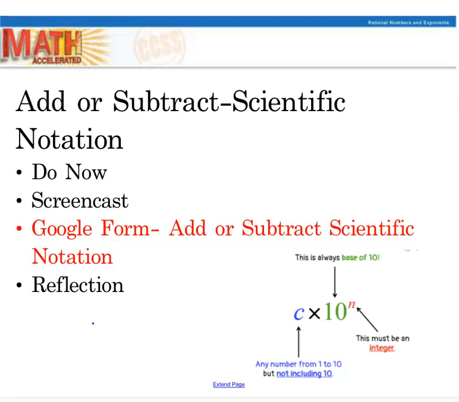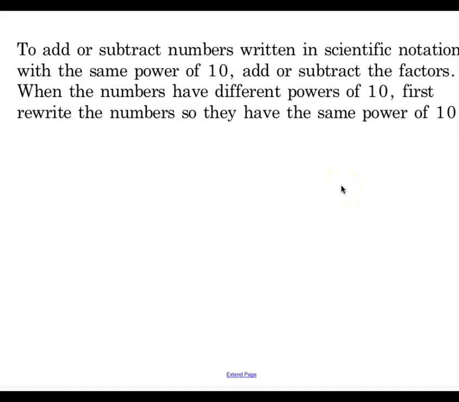So if you can remember from yesterday, the first number or the factor has to be any number from 1 to 10, but it cannot include 10. And then there's always a base of 10 to an integer power, and that's scientific notation. So what we do today, you're going to see two numbers in scientific notation that we are going to add and subtract. So to add or subtract numbers written in scientific notation with the same power of 10, you just add and subtract the factors.